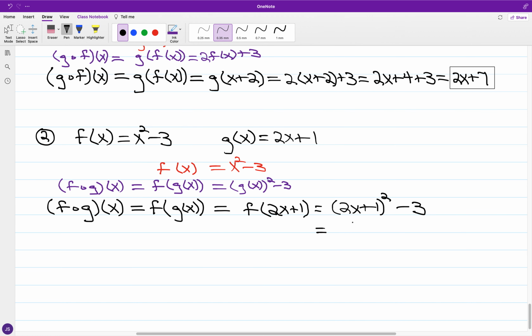For f composed of g of x, you have 2x plus 1 times itself, so we have 4x squared, and the outside and the inside products will each be 2x. We got plus 1, and then we have the subtraction of 3 to follow. Once we combine like terms, we'll have this trinomial as the output: 4x squared plus 4x minus 2.